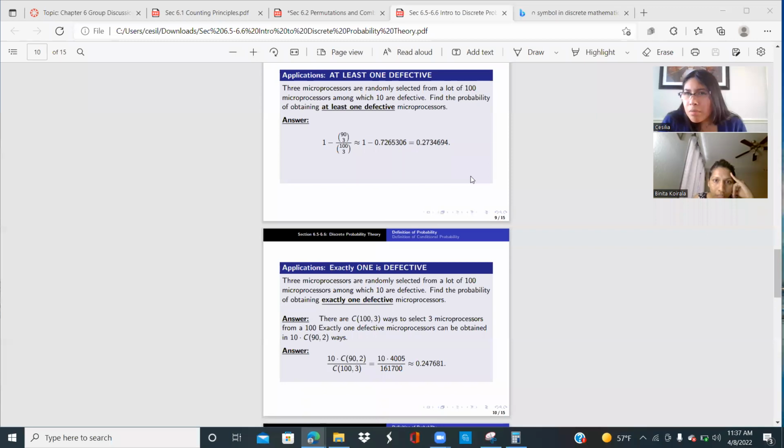A defective microprocessor can be obtained in 10 times C(90,2) ways, which will be 10 times C(90,2) over C(100,3), the total number of ways. That will give us the answer of 0.247681. Okay, let me go ahead and stop the recording.